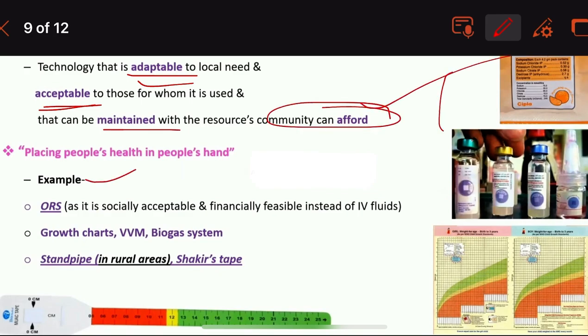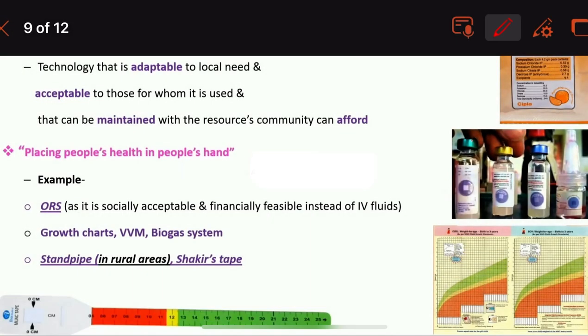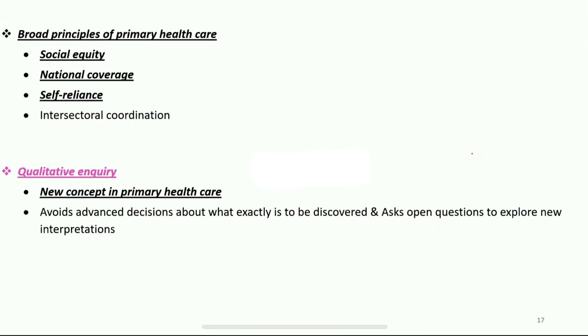We have an example of ORS, vaccine vial monitor, growth charts and Shakir's tape, and the standpipes, biogas system, etc. So this was all about the appropriate technology. What are the broad principles of this primary health care?